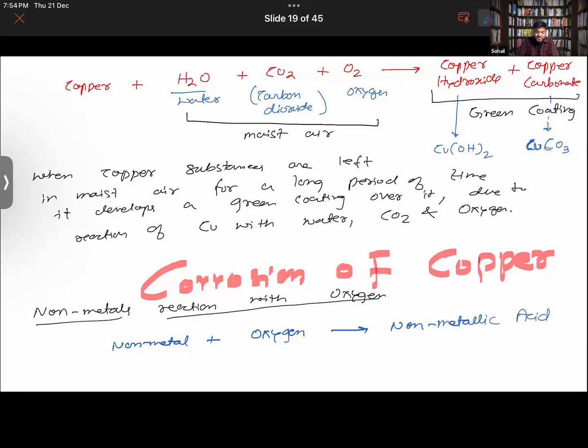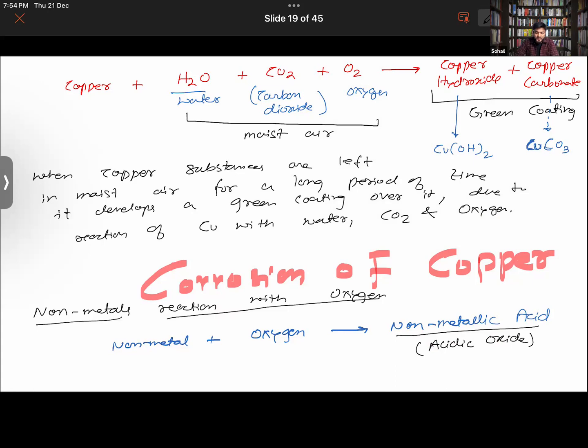Now you guys can guess whether this will be acidic or basic in nature. That will be acidic, right? So this is acidic oxide. And also, we don't need to discuss how we will check whether this is acidic oxide or not.